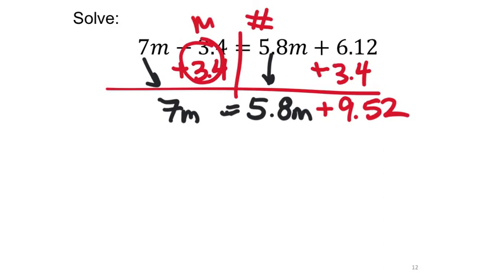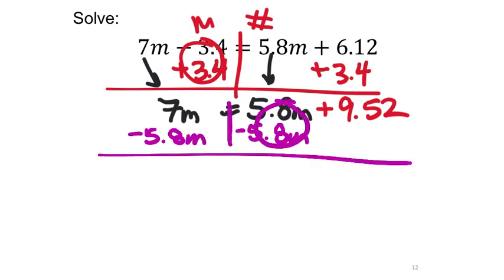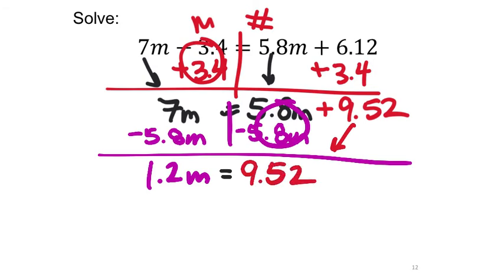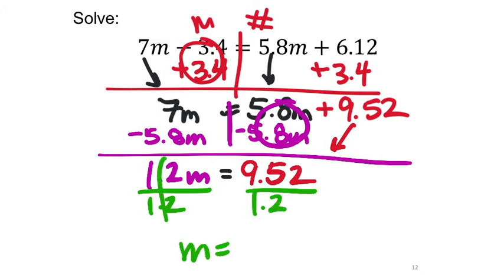Now the 5.8, positive, is on the number side of things, so we can't have that. Got to zero that out too: minus 5.8m's. So 7 minus 5.8m's. So that will zero that out. 7 minus 5.8 is 1.2m's, which then equals, yeah, we'll drop this 9.52. And then finally divide by the coefficient, 1.2. So this says 9.52 divided by 1.2, enter.